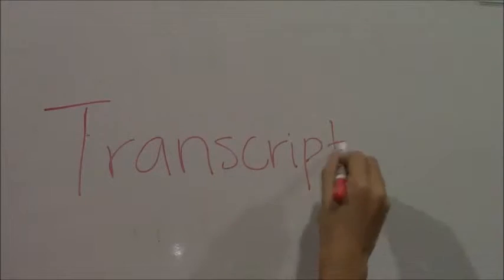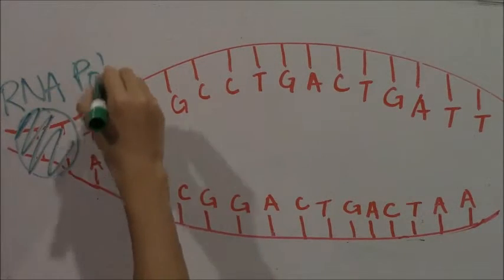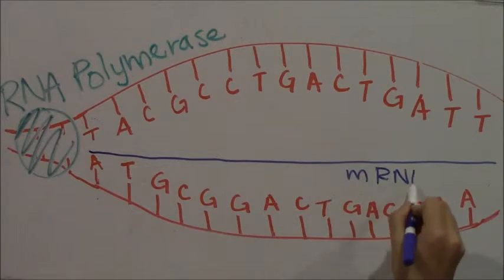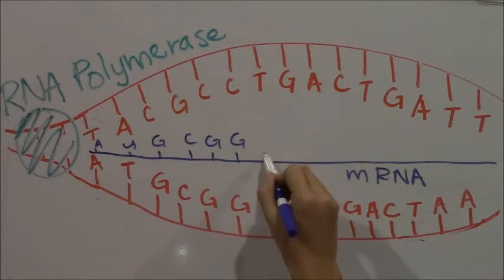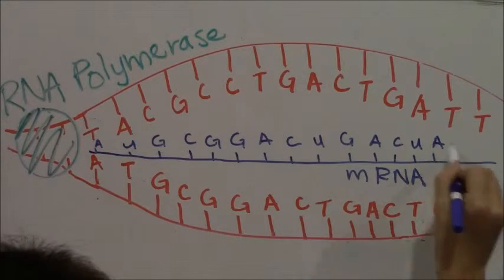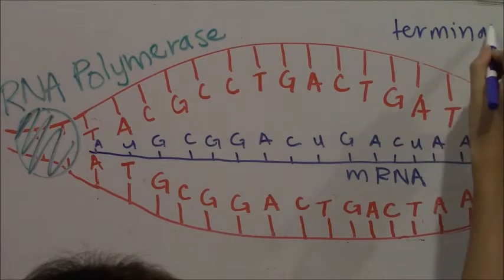Now let's talk about transcription, the first step of protein synthesis. Transcription occurs in the nucleus. First, RNA polymerase binds to specific regions of DNA called promoters, which tell it where to start reading. Then it unwinds the DNA it is instructed to and copies the template strand by creating an mRNA sequence of nitrogenous bases that are complementary to the DNA's nitrogenous bases.